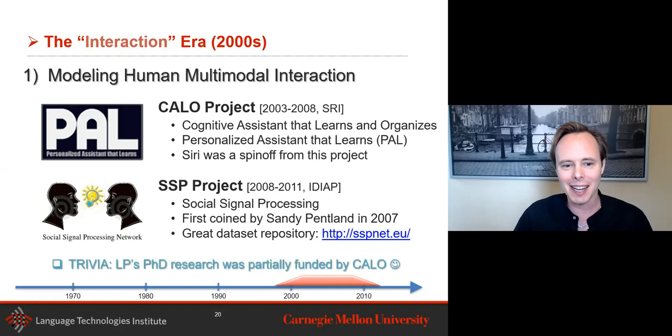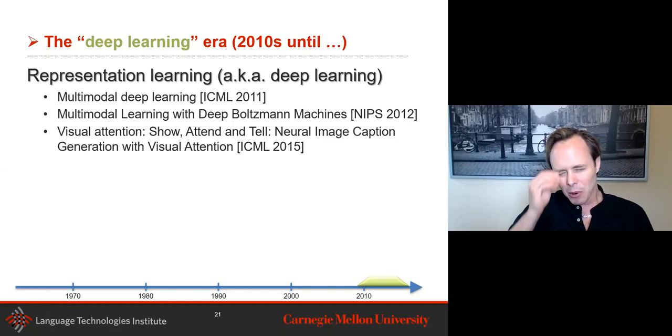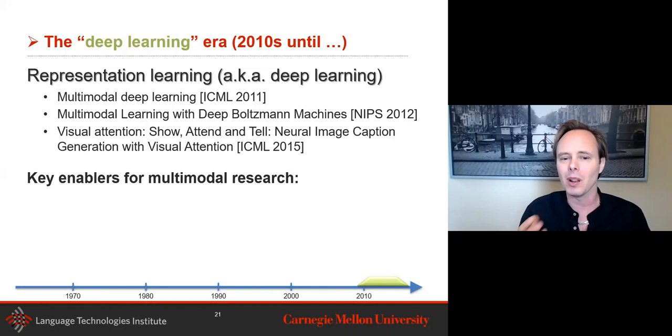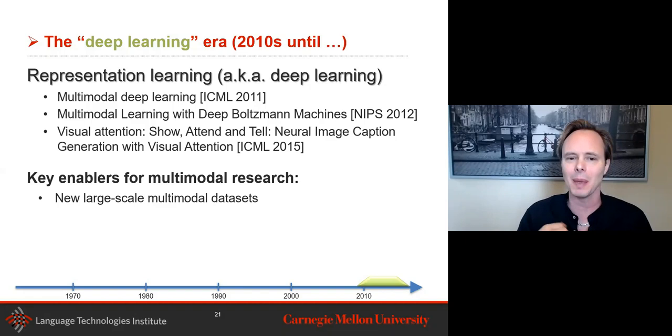And then suddenly, we come into deep learning. And why is the deep learning era so important for multimodal? Because there's some landmark work, and I've listed some of them, but really the key enabler, why suddenly we went from multimodal research before to a brand new paradigm of multimodal research, is for at least four different reasons. The first two are, I would say, generic reasons for many research topics. And the last two, I think, are a little bit more specific.